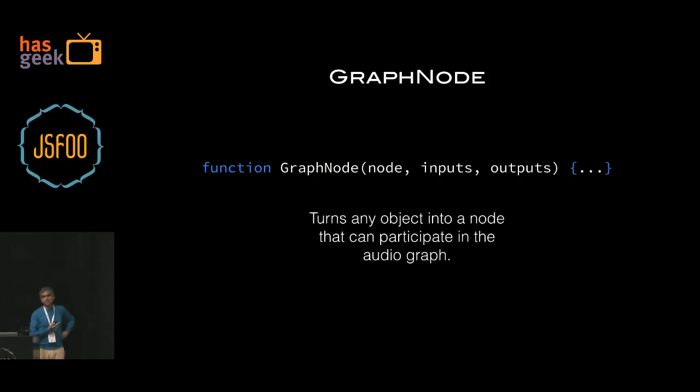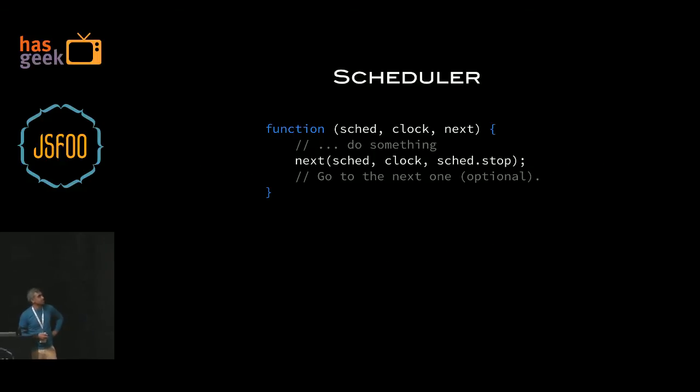GraphNode is a very simple function of this kind. It takes any object and turns it into something that can participate in the signal flow graph. And the player of the scheduler works on functions of this kind. If you're familiar with functional programming, you can read this pretty much as a continuation passing style, or callback passing style function, except that now a clock is being threaded through these callbacks so that this asynchronous thing is happening over time, and the timing is precise in this case.